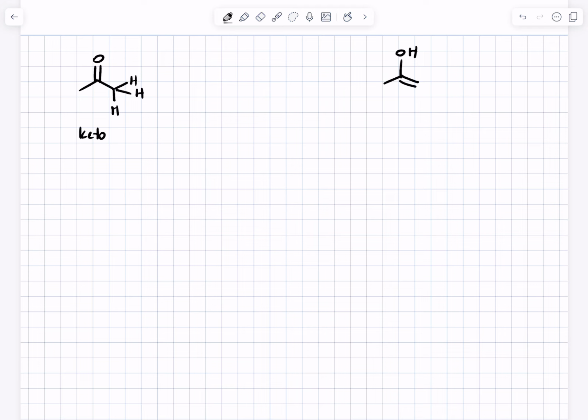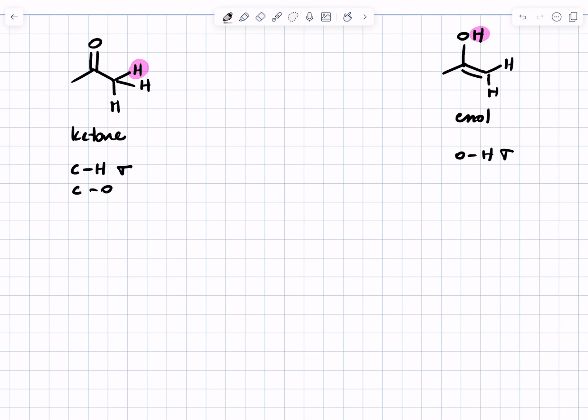So this is a ketone. This is an enol. Notice that the ketone and the enol are isomers of each other, and they differ in the location of a proton. Here, with the ketone, we have a CH sigma bond, and in the enol, where that proton is, we actually have an OH sigma bond. And then in the ketone, we have a carbon-oxygen pi bond, and in the enol, we have a carbon-carbon pi bond.